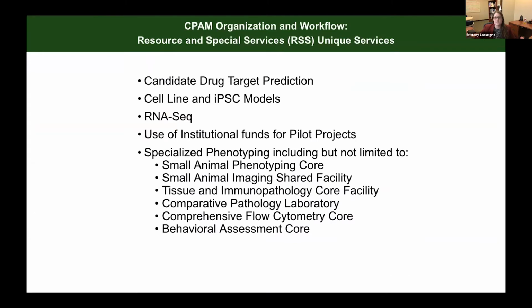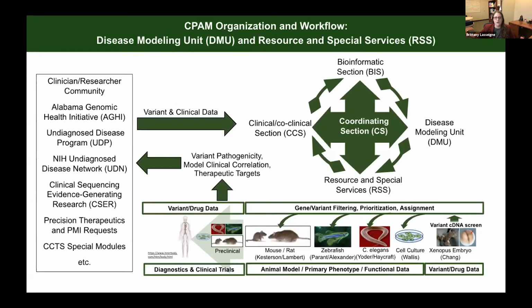Additionally, this resource team provides access to other unique services. They're the ones that help coordinate between the community and the BIS, for example, for candidate drug target prediction, for things like the RNA-seq or other omics assays that I mentioned briefly, and for other specialized phenotyping. So overall, these models, characterizations, and drug prioritizations then are available back to the research community.